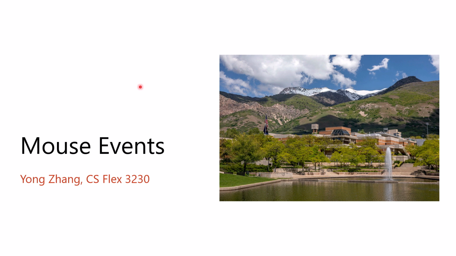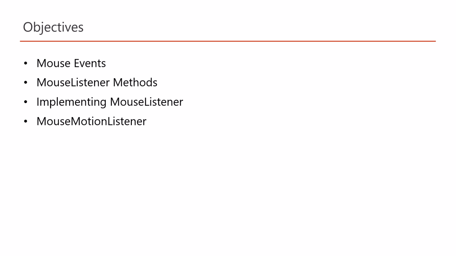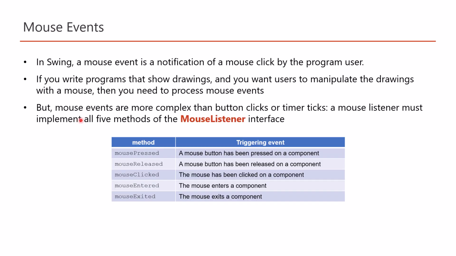Today, we will dive into the world of mouse events and how to handle them in your Java GUI applications. In Swing, a mouse event is a notification of a mouse click by the program user. These events are crucial for interactive applications where users can manipulate drawings or interact with graphical elements using a mouse.